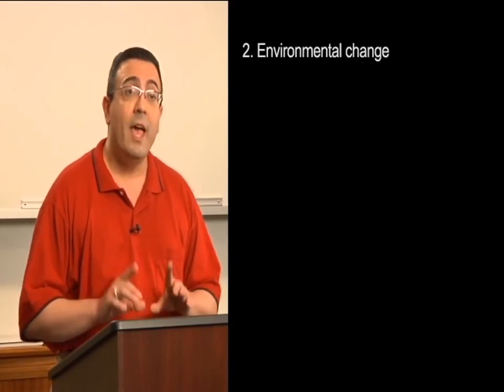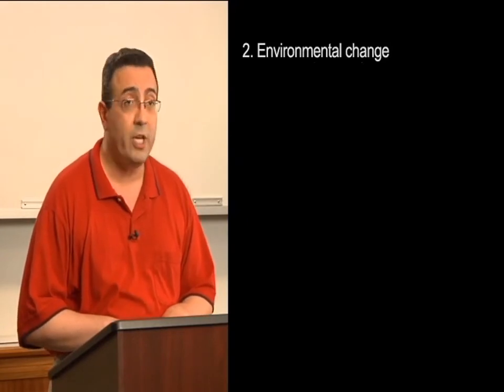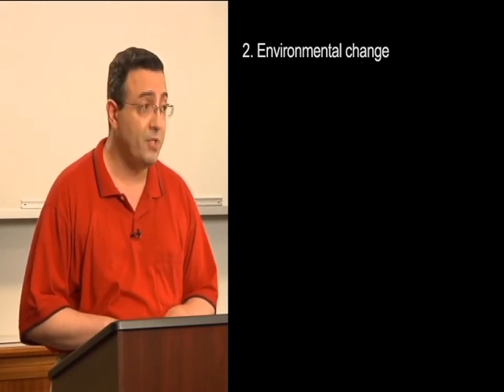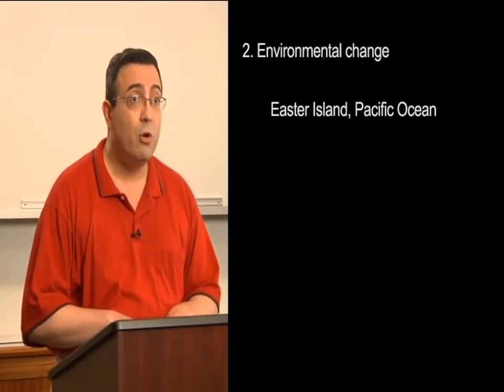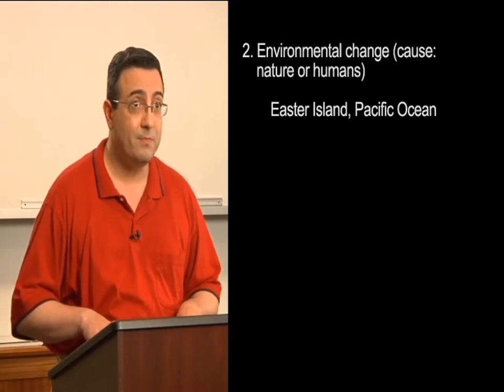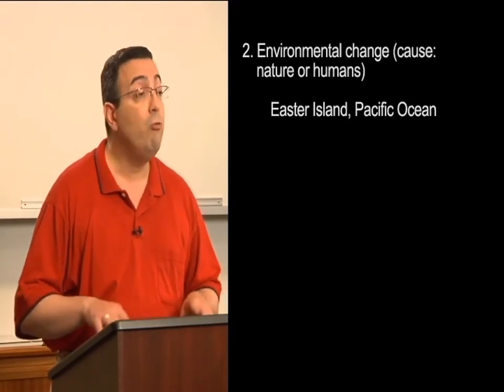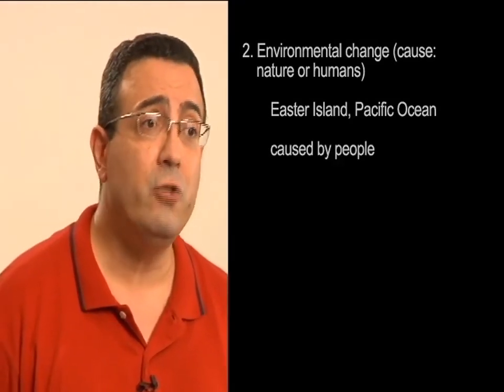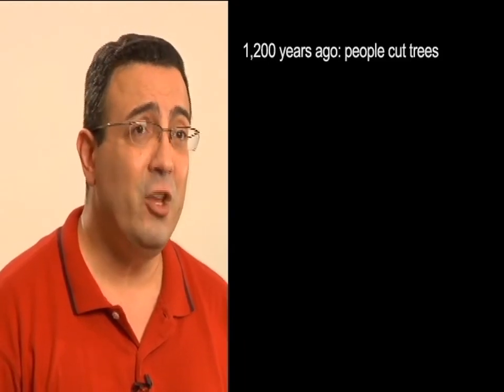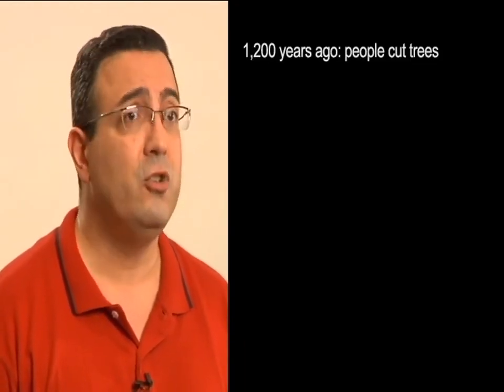Now, the second cause of societal collapse I want to discuss is environmental change. An example of collapse due to environmental change is Easter Island in the Pacific Ocean. Environmental change can be caused by nature, or it can be caused by humans. In the case of Easter Island, research suggests it was caused by people. About 1,200 years ago, the first people of Easter Island cut down all the trees on the island. They used the trees as rollers to move their statues.